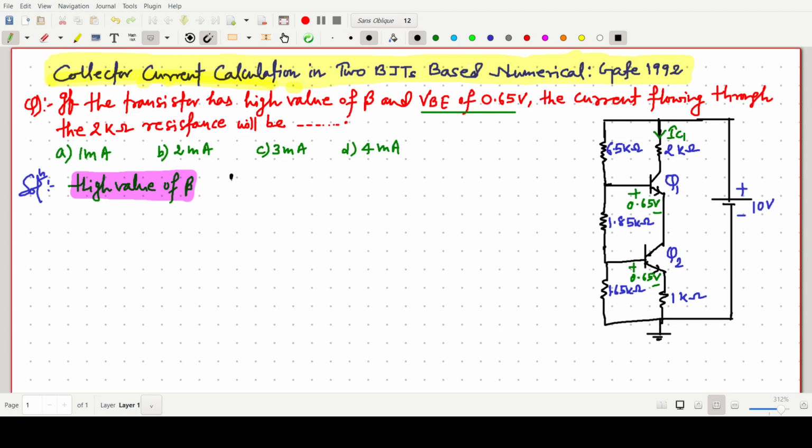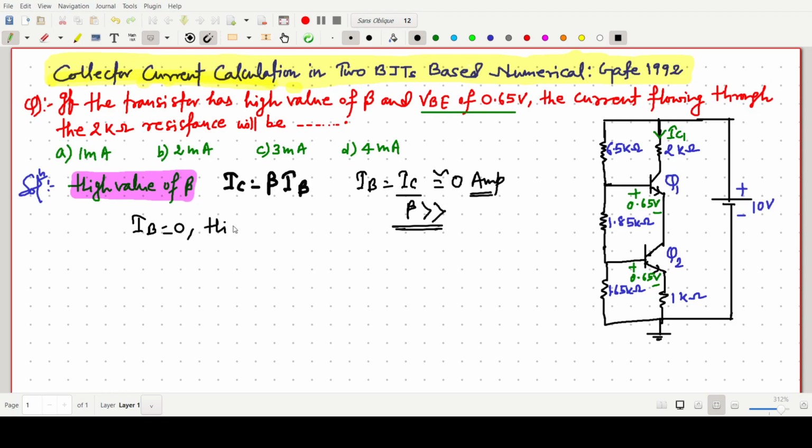As we know, IC equals beta times IB. So if beta is very high, IB can be written as IC by beta, and if beta is very high, this IB is nearly 0 ampere. So we have to take as an assumption that the IB value will be 0 for high value of beta. This is a very important concept.